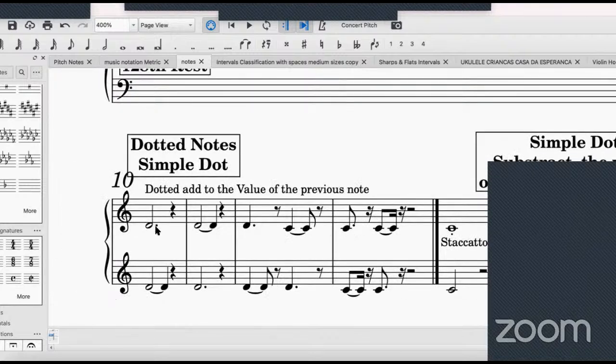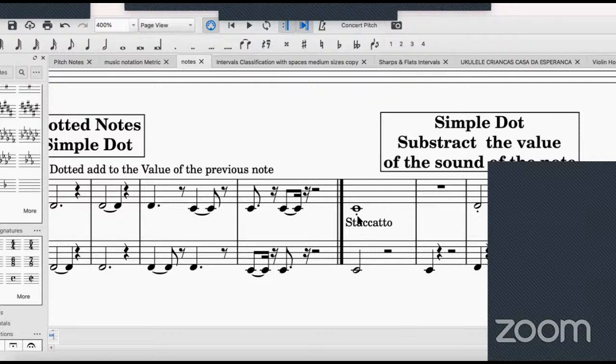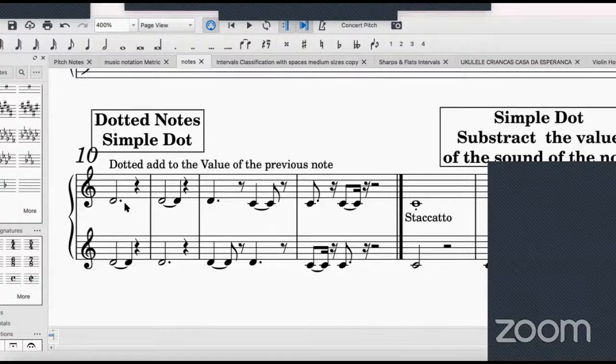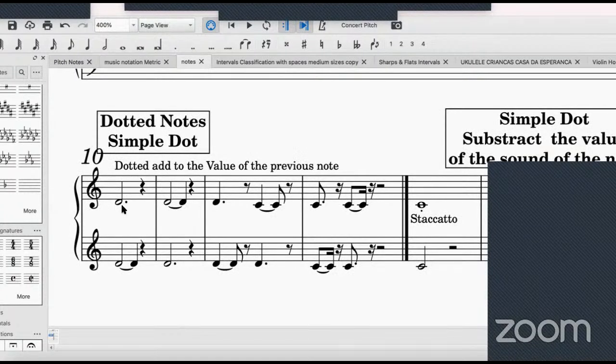To the rhythm notes, we can add dots. Dots to augment the value of the note and dots to diminish the value of the sound of the note. So the simple dot to diminish is called staccato. That is the dotted. So what's the function of those dots? Here's the abbreviation, and here is the execution.